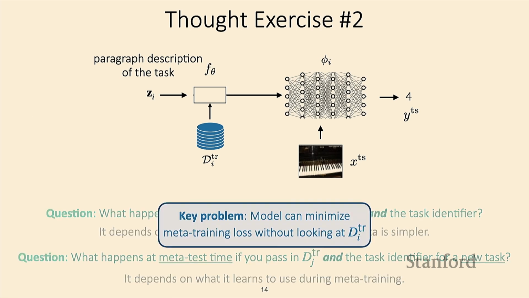Now, the key problem that arises in both of these thought exercises is that the model can minimize the meta-training loss without actually looking at the support set, or without actually looking at the training data for your task. And this means that it won't necessarily learn a learning procedure that relies on that training data.